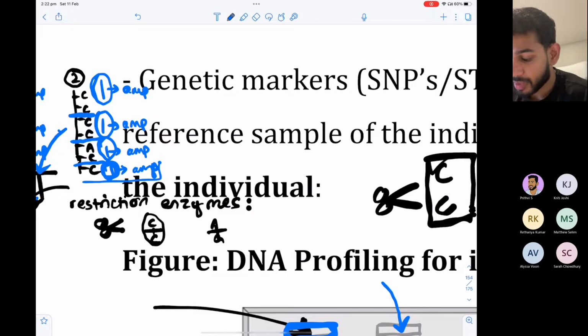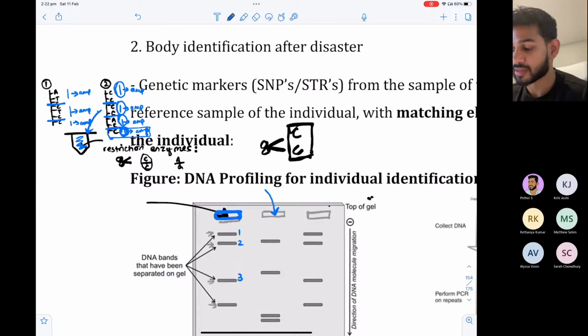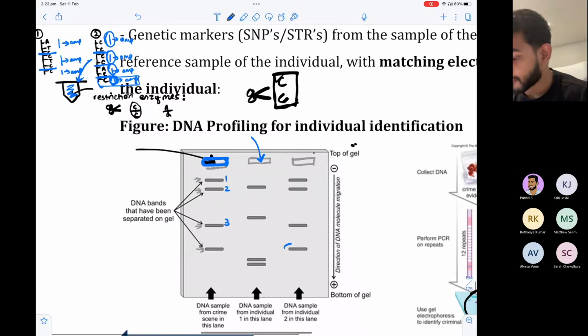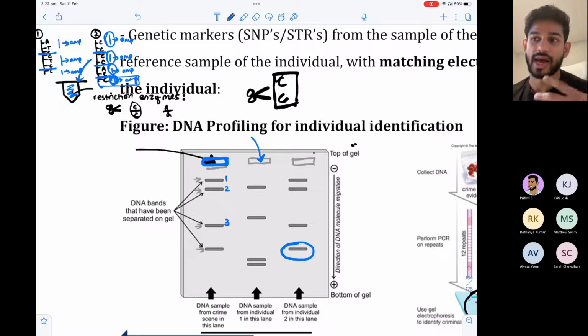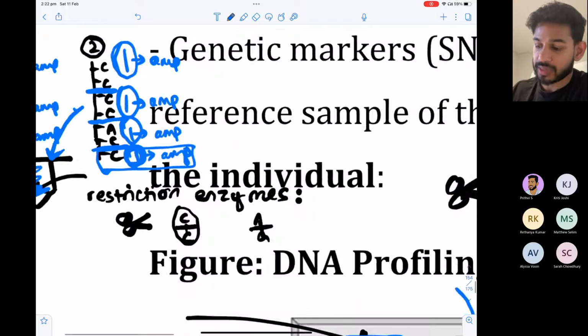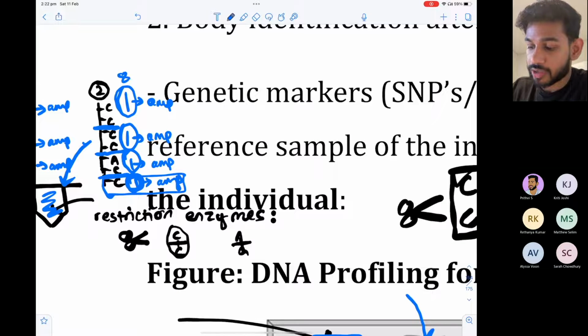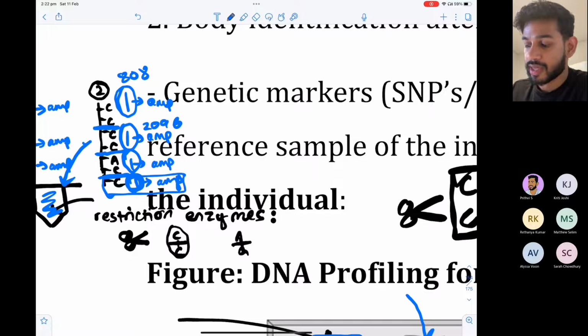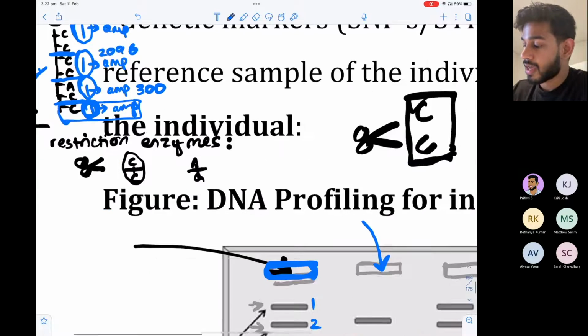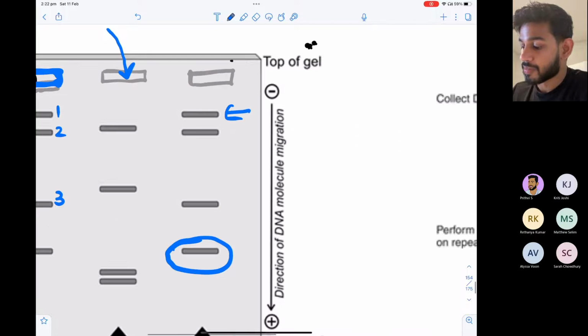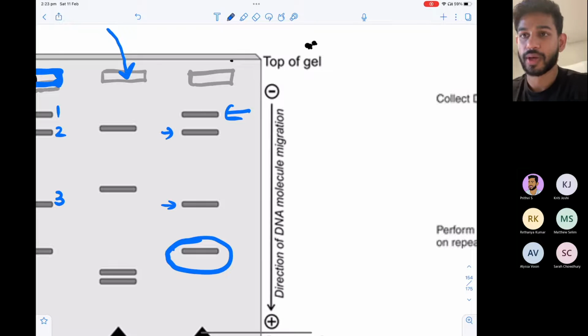This bottom fragment here, since it's smaller, will run further down the well. Whereas the other fragments, depending on the adenine, cytosine, guanine that they have, won't all be 2 bases like in my little example here. One fragment will be 808 bases, the other fragment will be 2096 bases, the other fragment will be 300 bases, and so each fragment ends up in a different position.